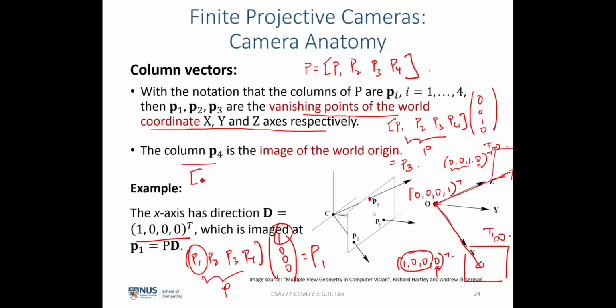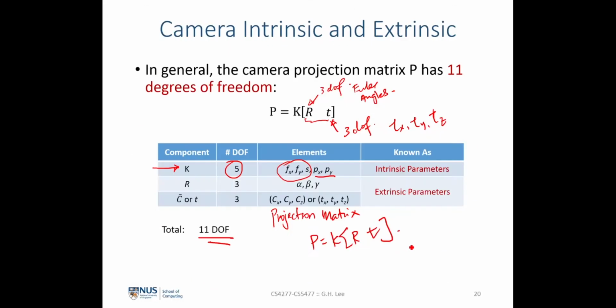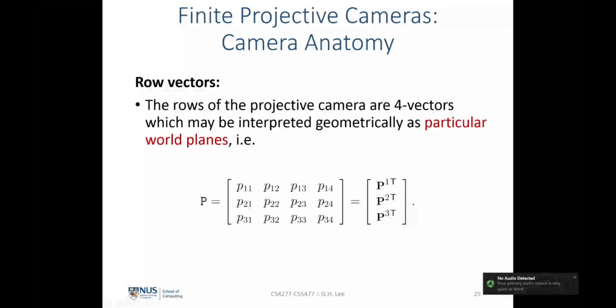So if we were to pre-multiply this by the camera projection matrix, 0, 0, 0, 1, we can see that only the last term over here, P4, remains. Hence, P4 has to be the projection of the origin of the world frame onto the camera image.